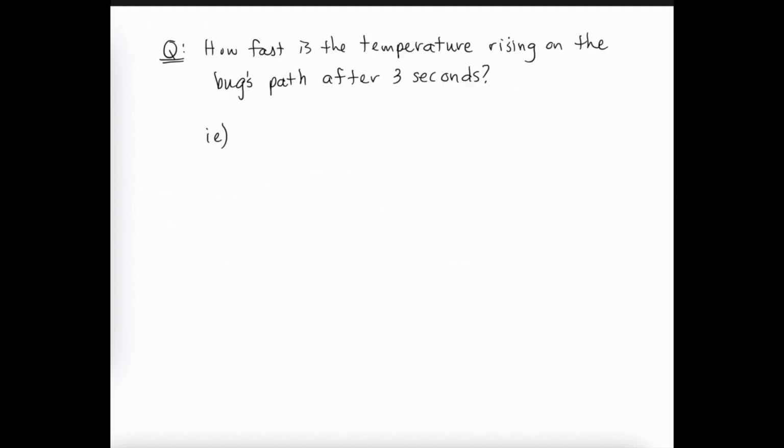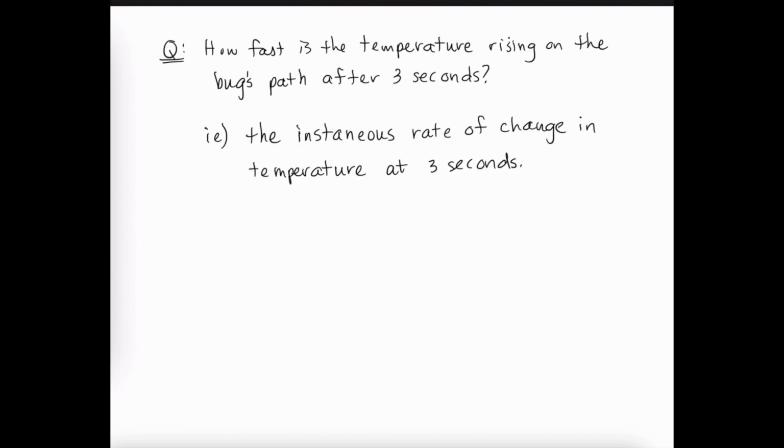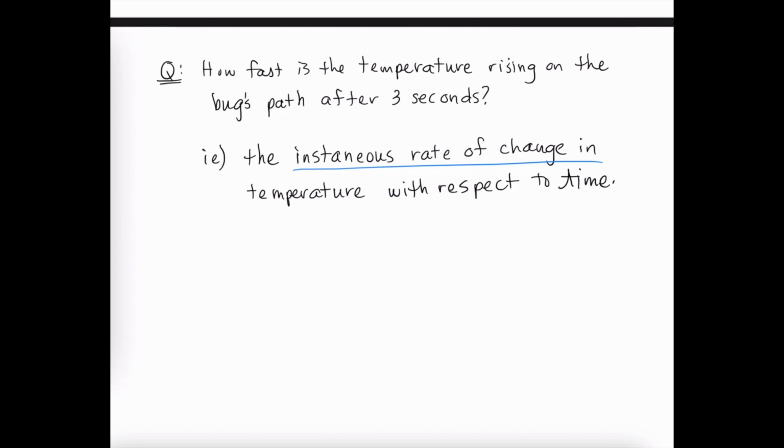Another way of thinking about this question is to ask for the instantaneous rate of change in the temperature at 3 seconds. But before we can specifically talk about that rate of change after 3 seconds, we need to first find the rate of change in temperature, let's say with respect to time. And when we see the phrase instantaneous rate of change, what that says is that we're looking for the derivative of the T function with respect to the parameter.